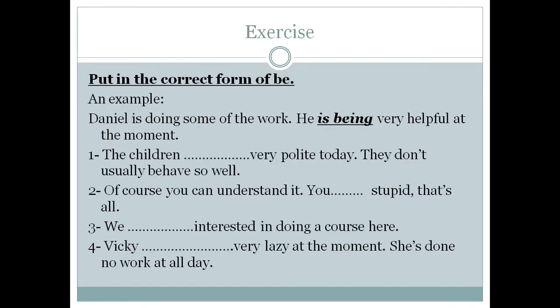Exercise. Here we have an exercise relating to the previous point. Put in the correct form of be. An example: Daniel is doing some of the work. He's being very helpful at the moment. He is being very helpful.